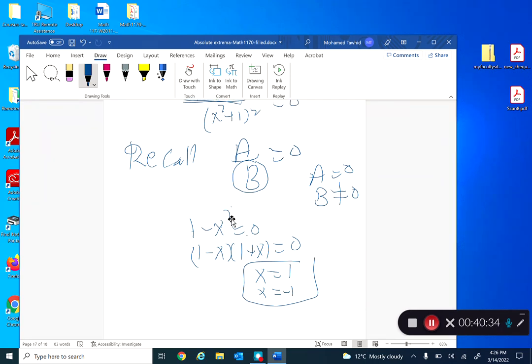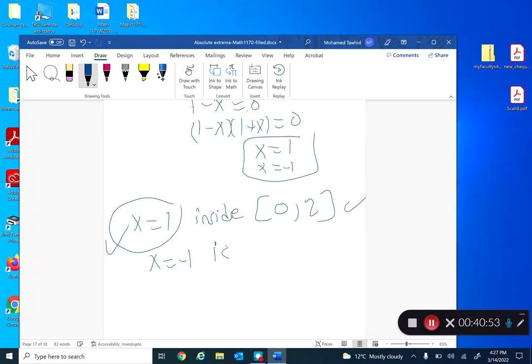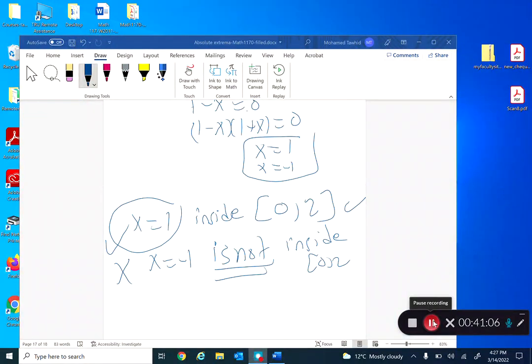Now those are candidates for stationary points, but before I say yes or no, I have to check if they are inside the domain or not. What is the domain? 0 to 2. So the question now is: is x equals 1 inside 0 to 2? Yes, so this one is a stationary point. But if I look at x equals negative 1, this one is not inside 0 to 2. Because of that, negative 1 is not a stationary point.